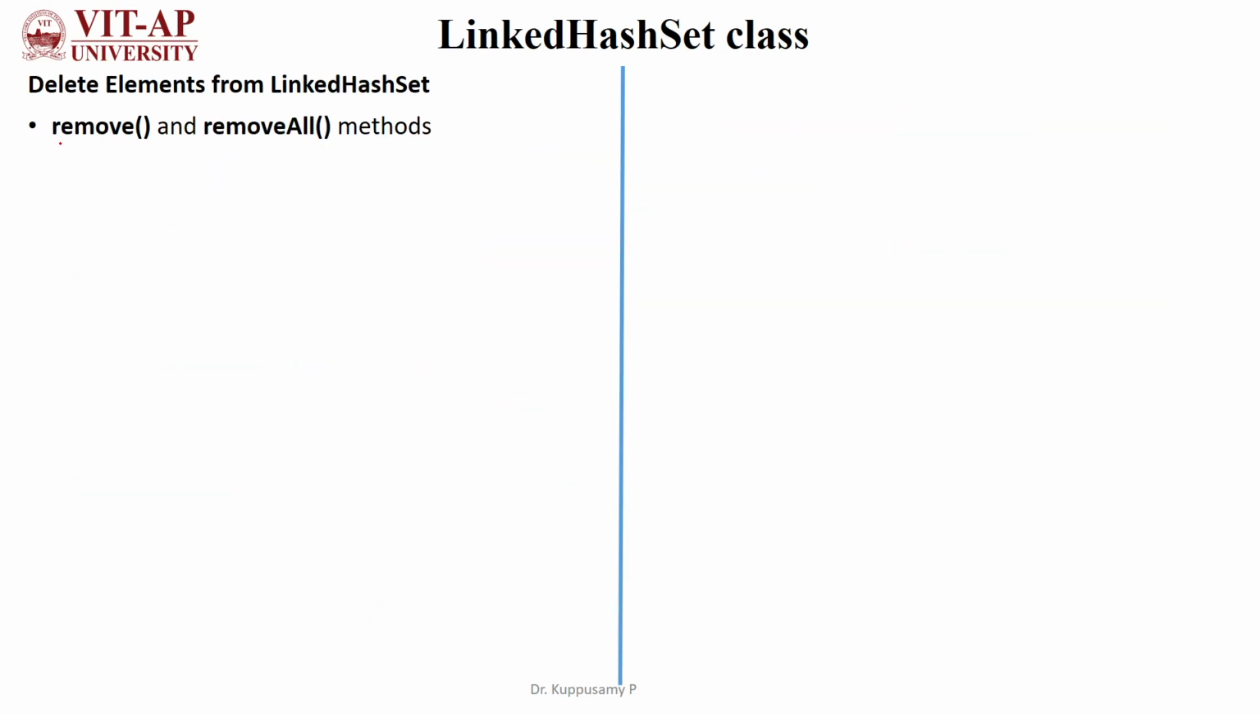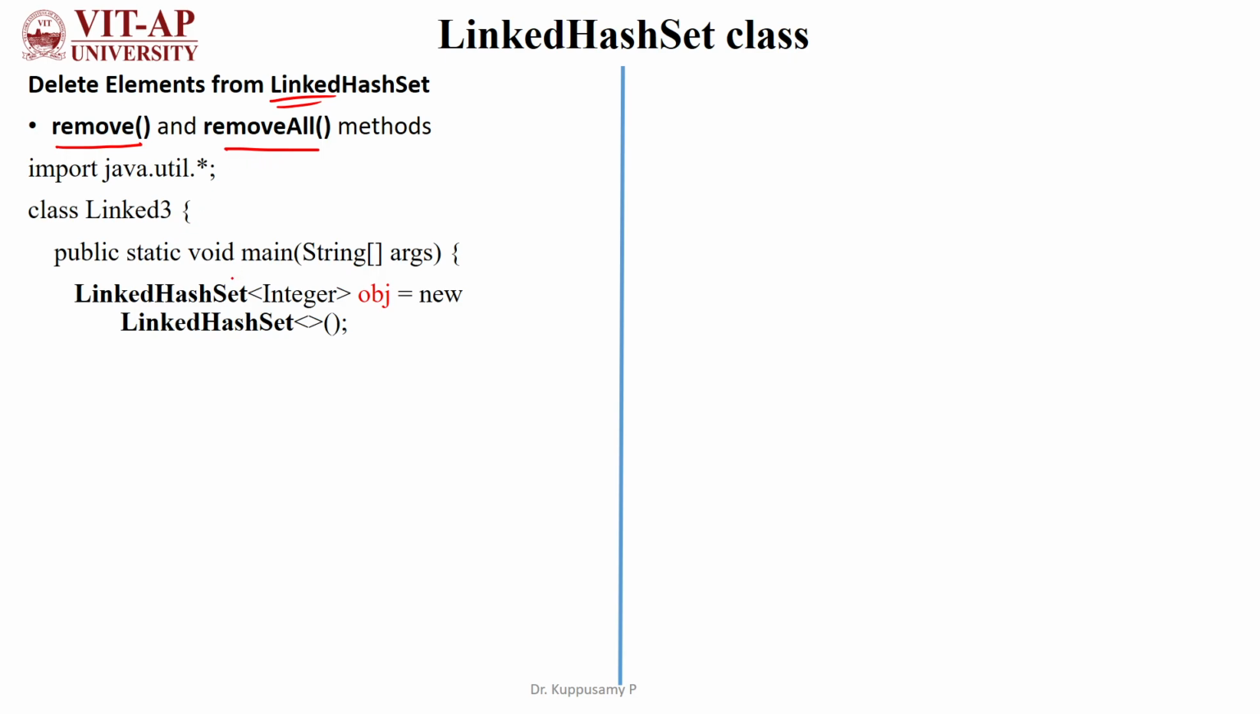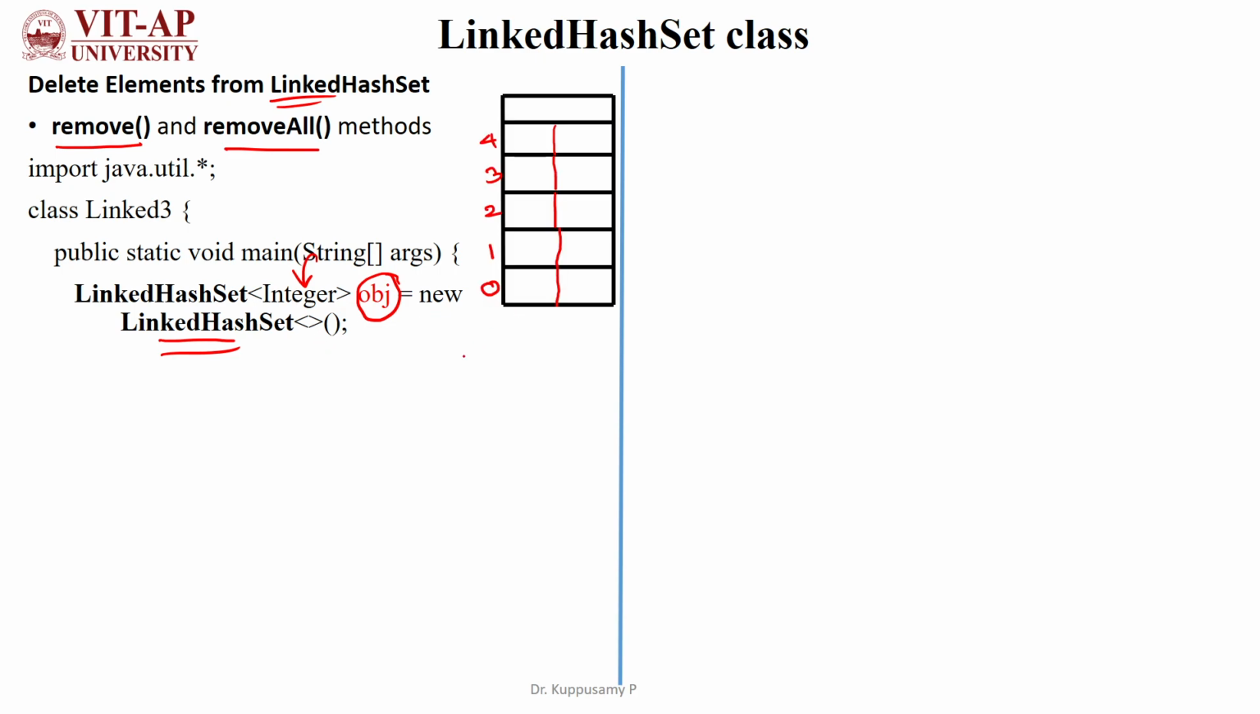Now how do we delete the elements from the linked hash set structure? We can use the remove method and the removeAll method. Here an example is given. The object is created by using the LinkedHashSet class. The wrapper class generic data type Integer is given to implement the Set interface. Once it is defined, the obj variable is created with a linked hash set structure.